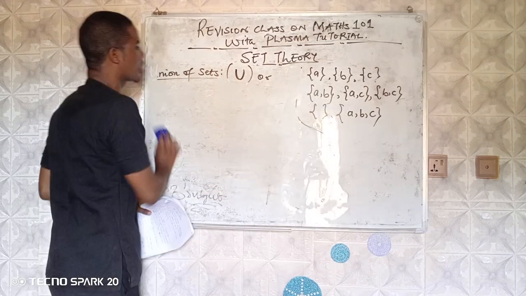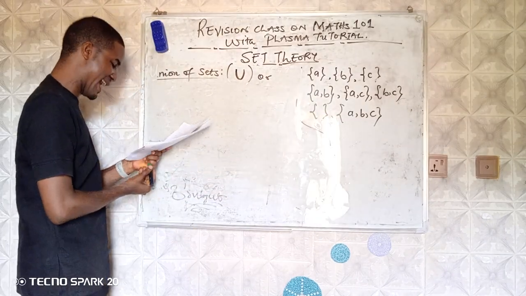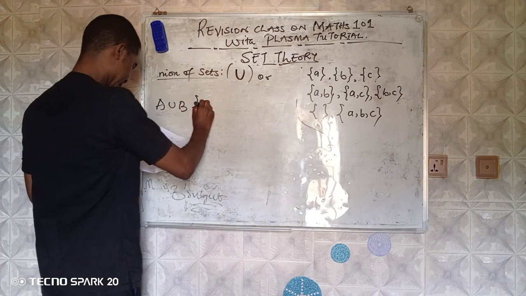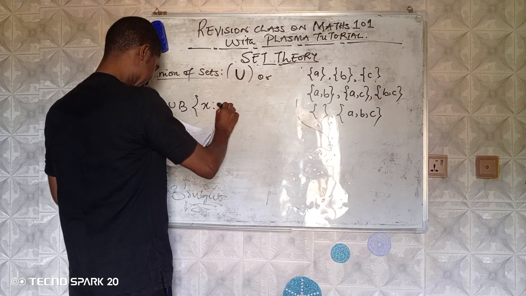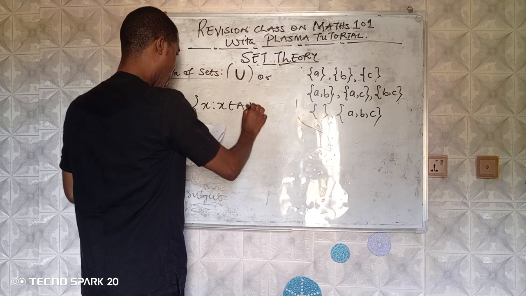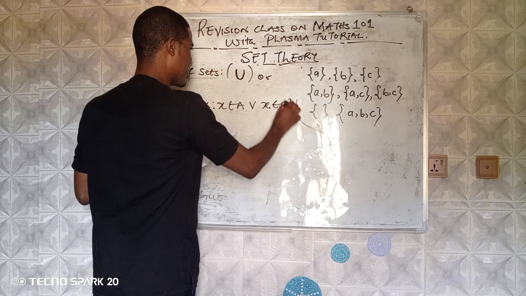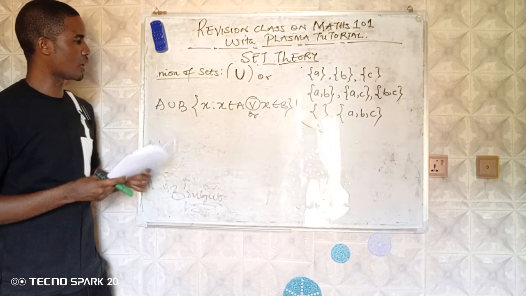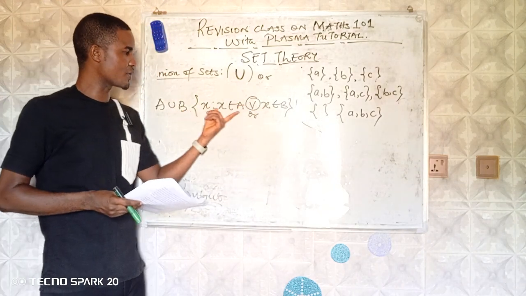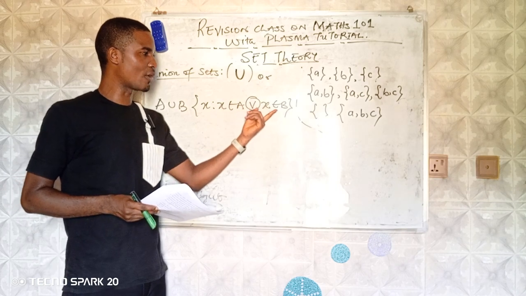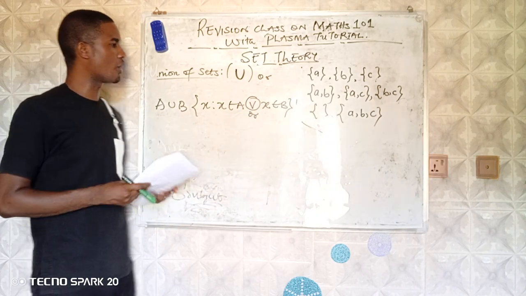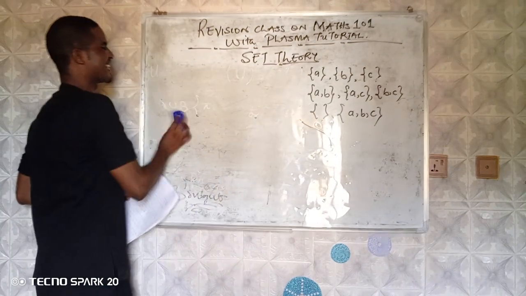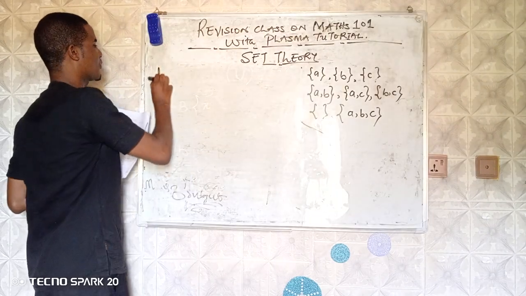Now, this can be written in shorthand, or set builder notation, as A union B is the set of X, such that X is an element of A, or X is an element of B. This is a logic sign for or. So, elements that belong to A, or elements that belong to B. This is what we call A union B. The next one we are going to look at is intersection. Intersection of two sets.